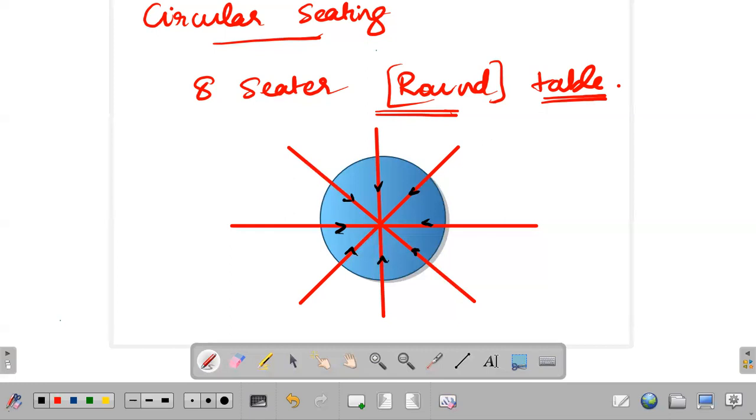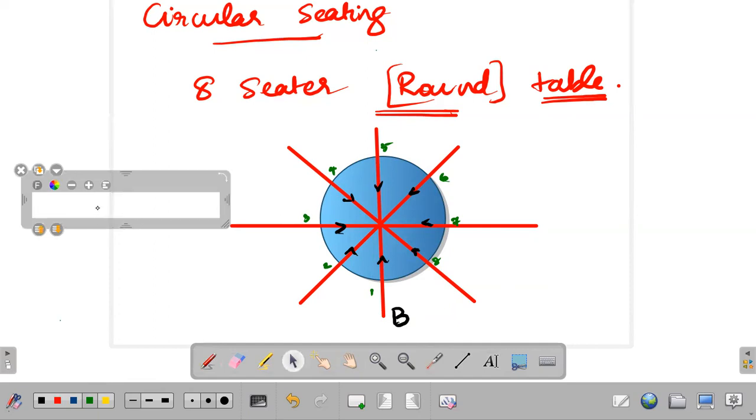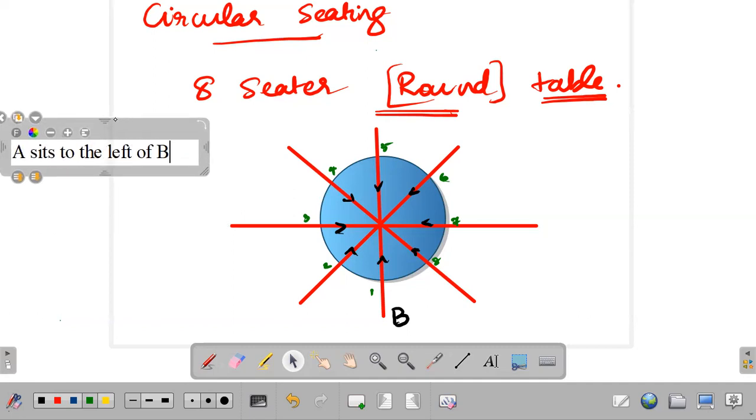Agree? Let me say B is sitting in this seat. I am marking the seat numbers here, say with a green color. The seat numbers are 1, 2, 3, 4, 5, 6, 7, and 8. These are the 8 seats. Now let me give you the next input. Very, very simple input. The next input: A sits to the left of B. Can you tell me, among these available seats, where are you going to place our A?